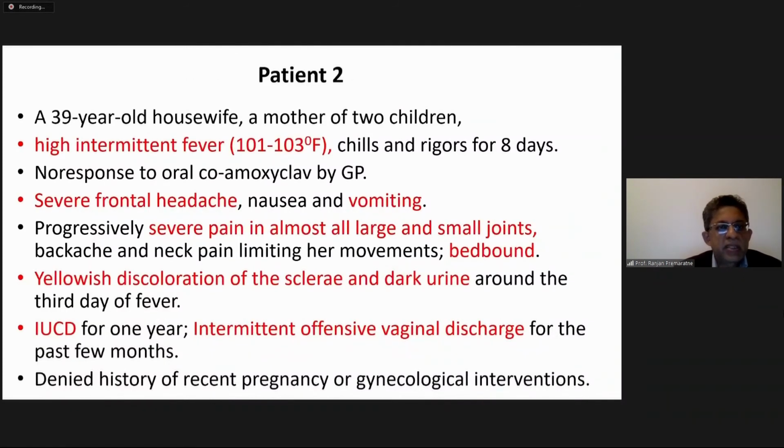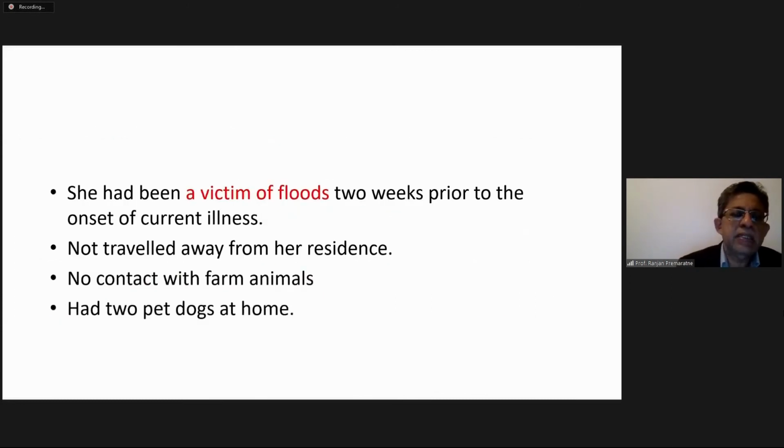This is another patient. It's again a housewife, who came with very high fever, a severe frontal headache, and the fever going for about 8 days, vomiting, severe body aches and pains involving all joints. She was bedbound, she could not get out of bed. She had yellowish sclera and dark urine. She also had a history of vaginal discharge. You're thinking this could be some septic illness or leptospirosis, because the patient had a history of exposure to floods.